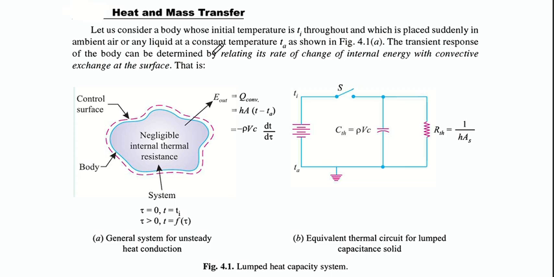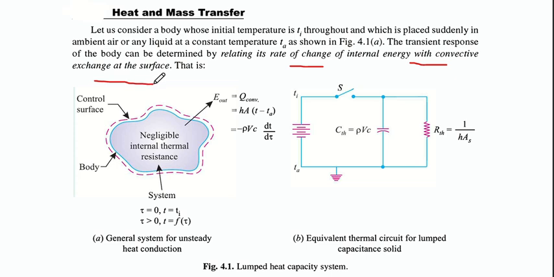So suppose it is an ambient temperature or any other constant temperature. It should be a constant temperature. It should not vary. The temperature at which the body is placed should also be a constant temperature. Okay, the transient response of the body can be determined by relating the rate of change of the internal energy with the convective exchange of heat.